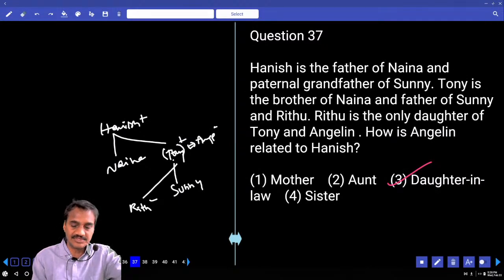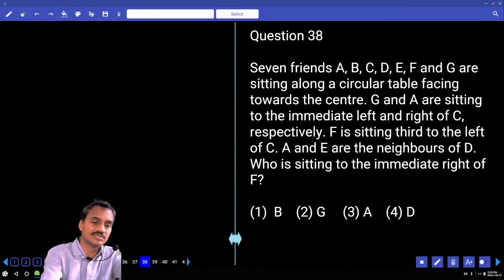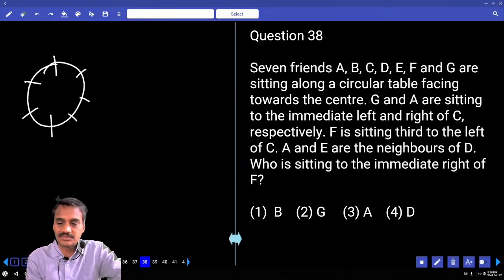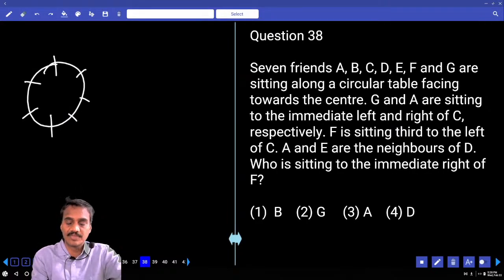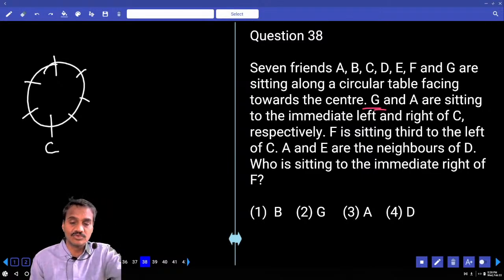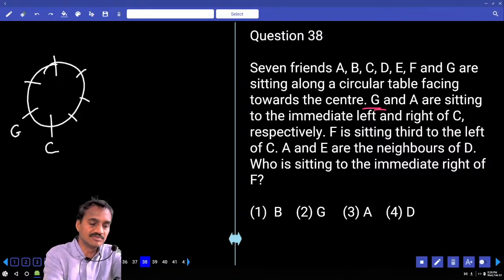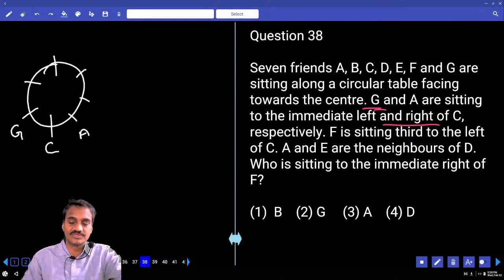The next one, 38. There are 7 friends seated around a circular table facing towards the center. G and A are sitting to the immediate left and right of C respectively. Suppose C is here. C's immediate left is G, and C's immediate right is A.